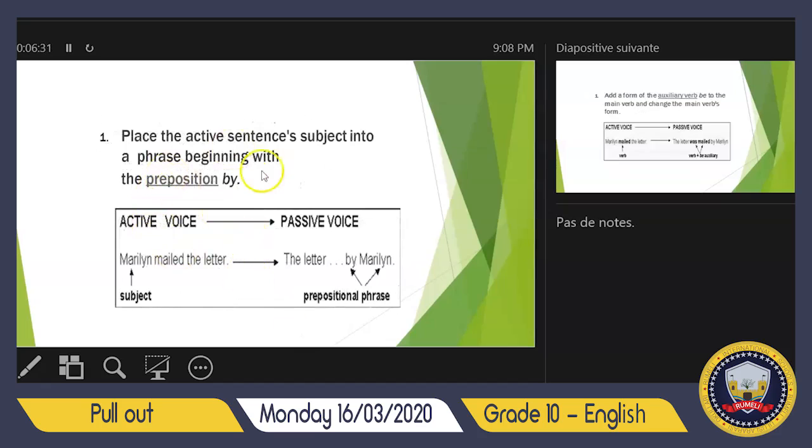Now, let's look at this one. How we can change the sentence. Place the active sentence's subject into a phrase beginning with the preposition by. Look, Marilyn mailed the letter. The letter is mailed by Marilyn. Okay? So you see, you reverse the object of the active, which becomes the subject of the passive, and the subject of the active becomes the object of the passive, and it is always introduced by the agent by. Okay? You will understand later when we give you more examples.